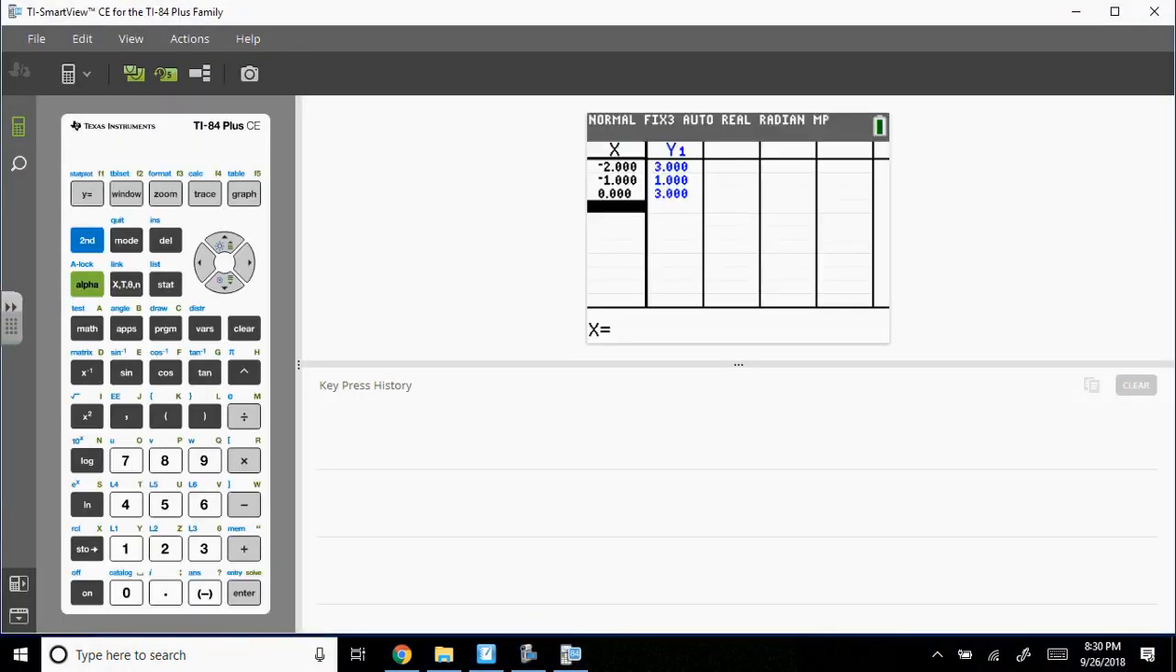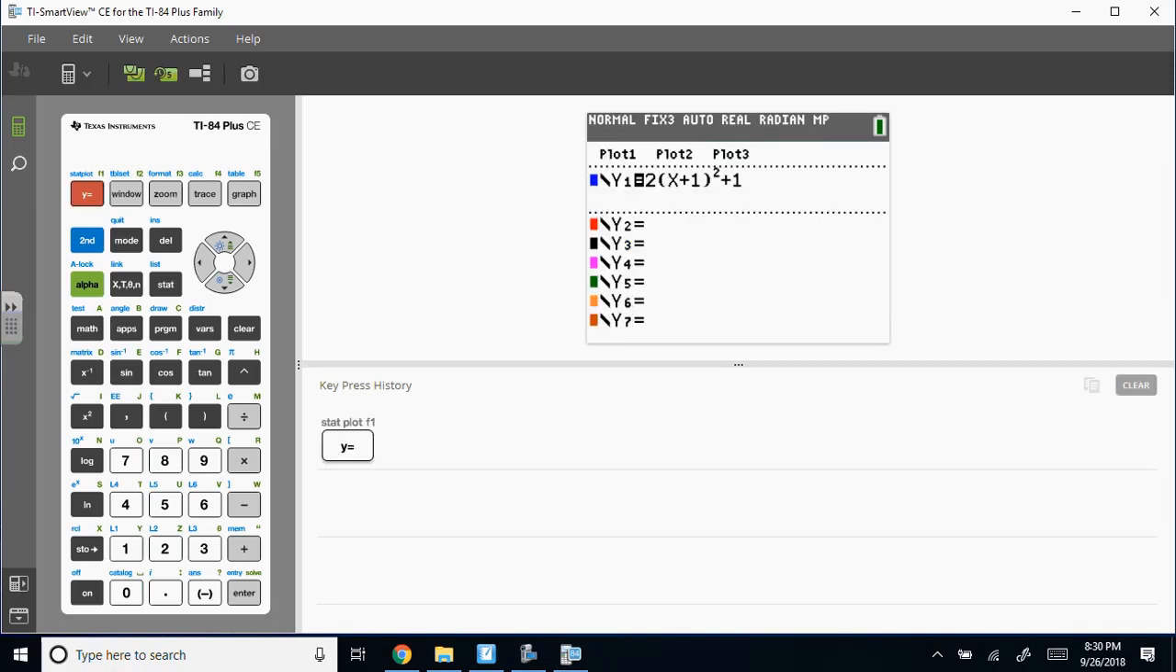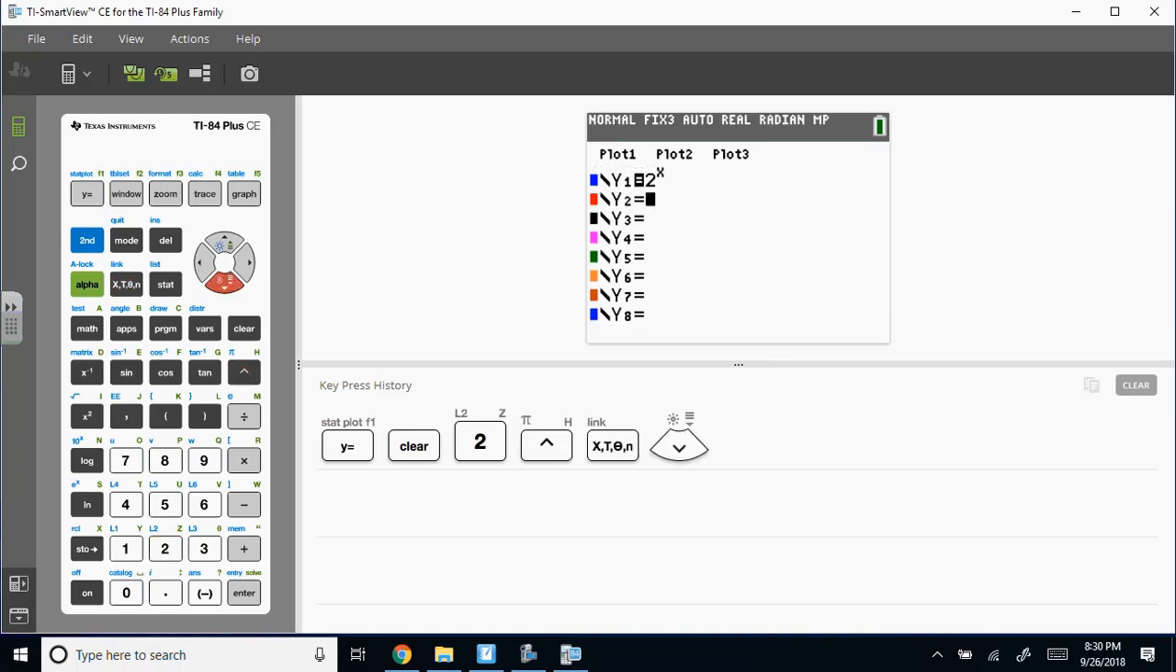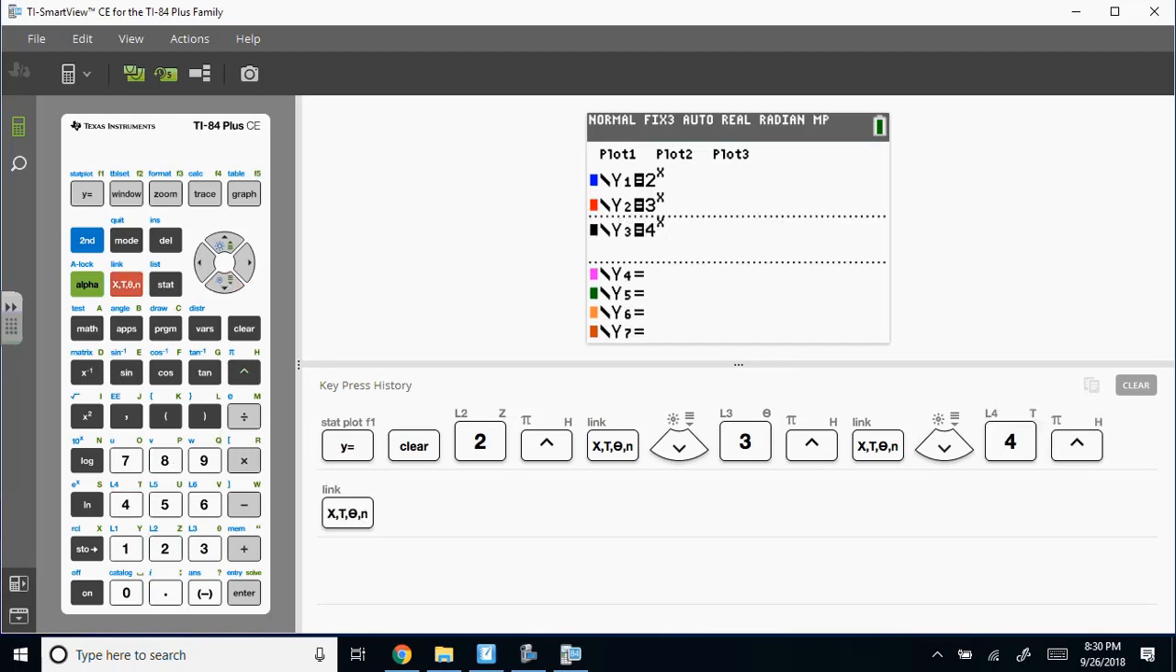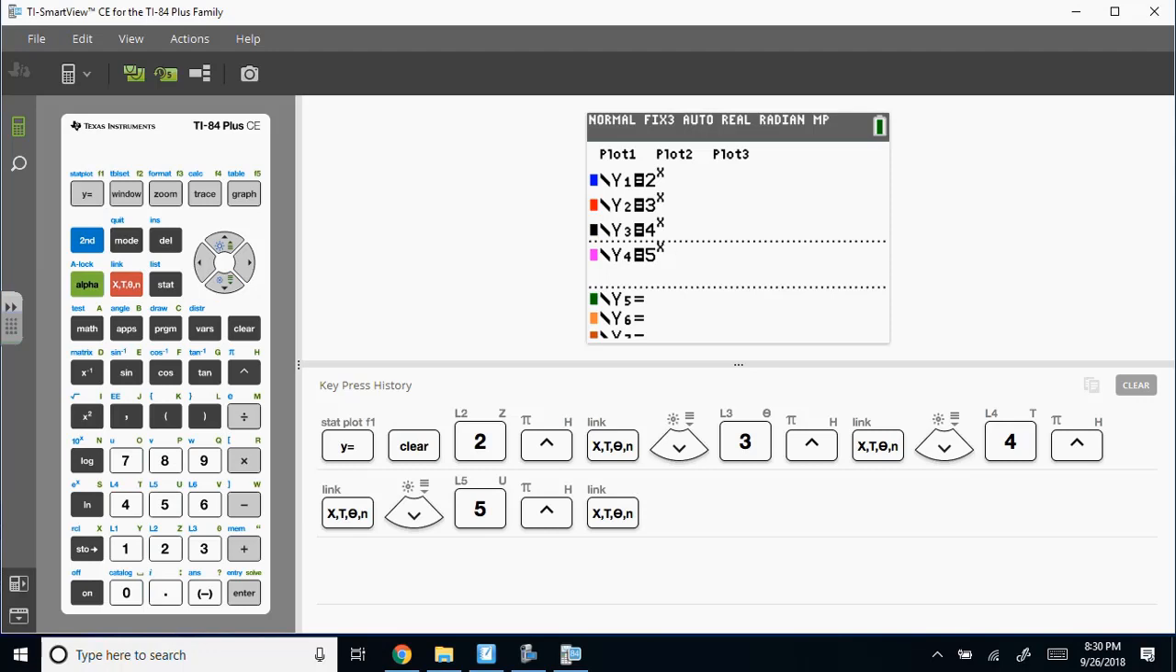You know, people have video games and all that stuff. I have my calculator, my emulator, my TI-84 CE emulator. Okay. All right. Here we go.